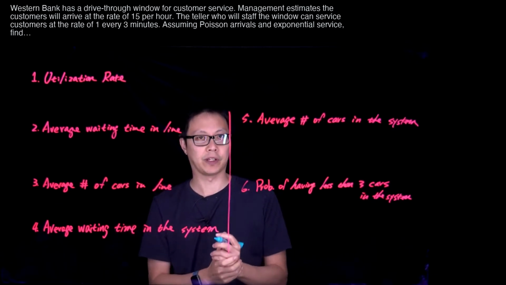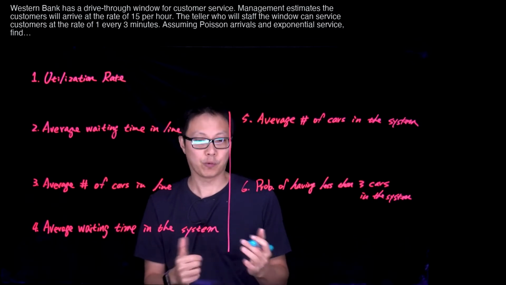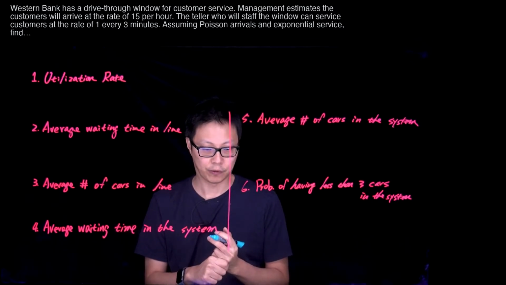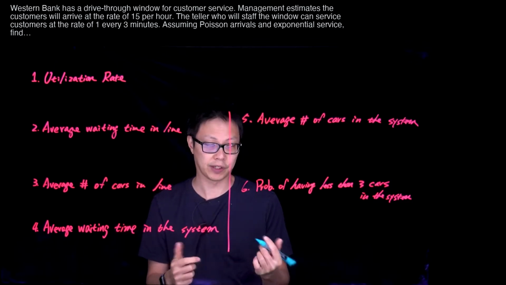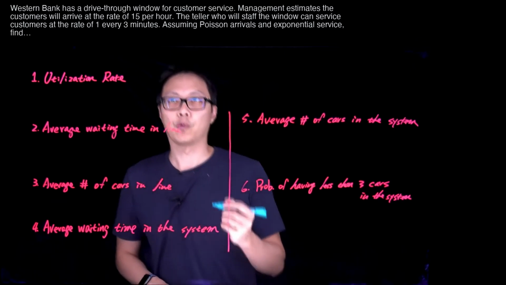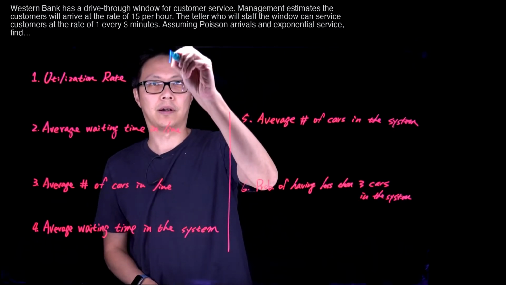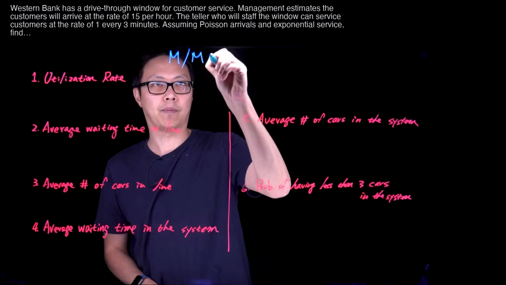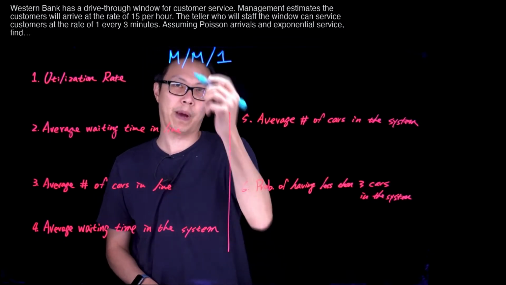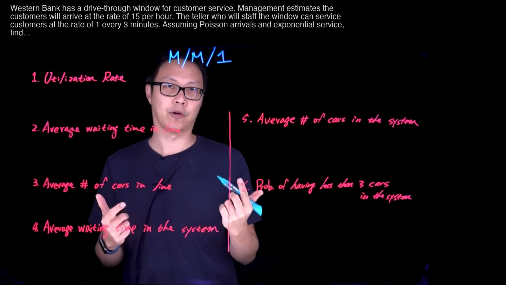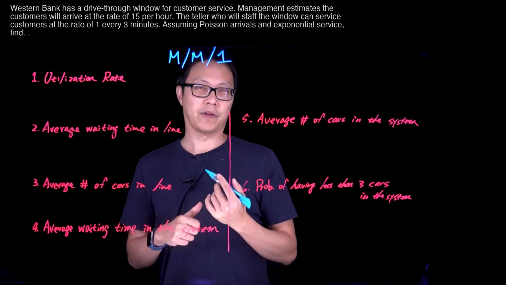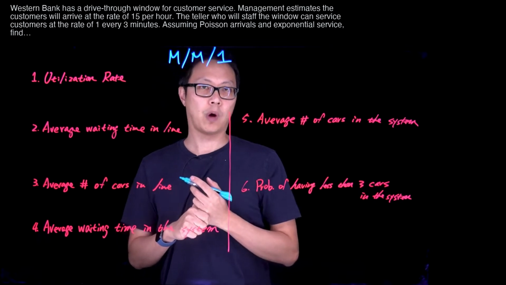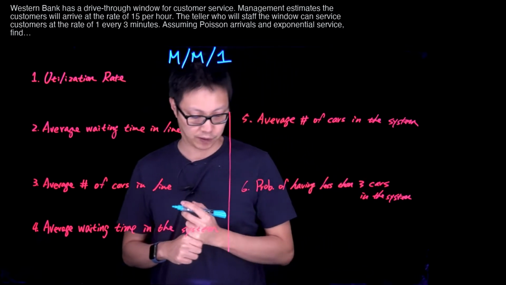So how can we solve this problem? First, we notice that the arrival rate will be 15 and it will be the Poisson arrival, and the service rate will follow the exponential service time. So basically, we know this is M/M/1 queue. Remember, the first M stands for the Poisson arrival, the second M will be the exponential service time, and the third letter, number 1, means that we only have one server.